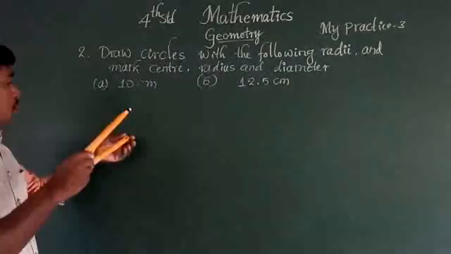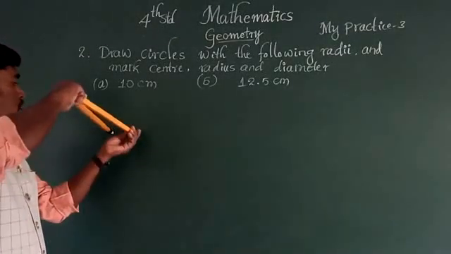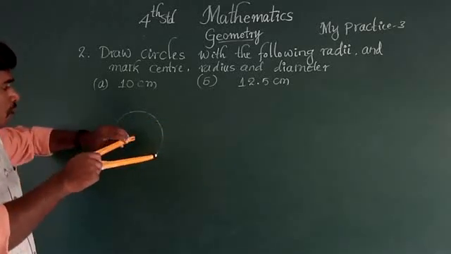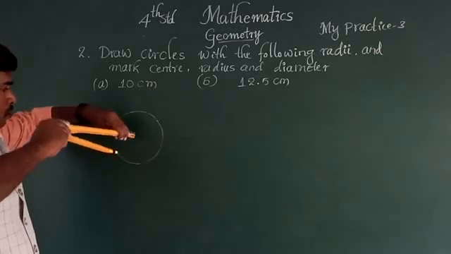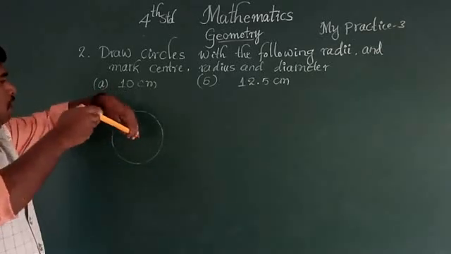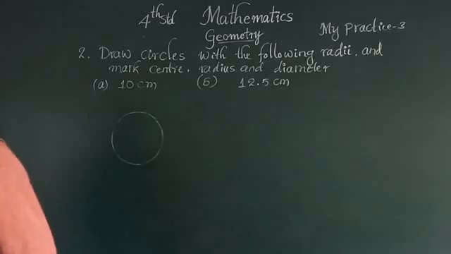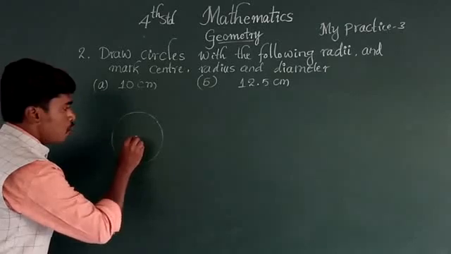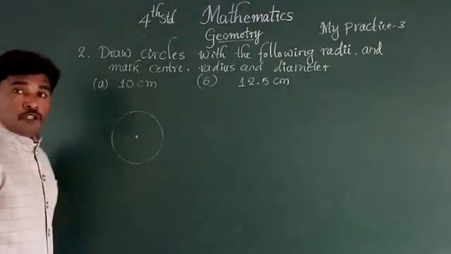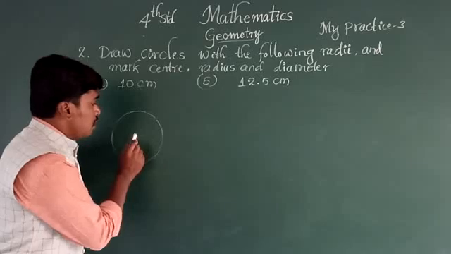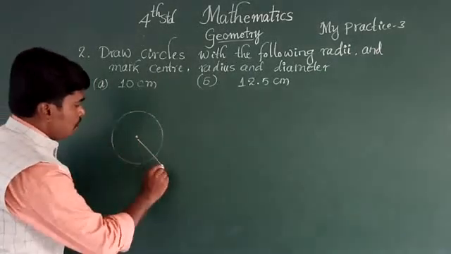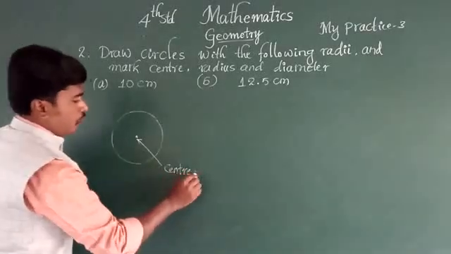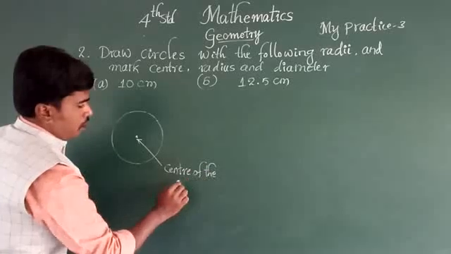Then you keep it on your notebook and draw the circle. Once you fix the point, you don't change the position of the center. So this circle has a radius of 10 centimeter. The point where the pointer has been kept is the center of the circle.